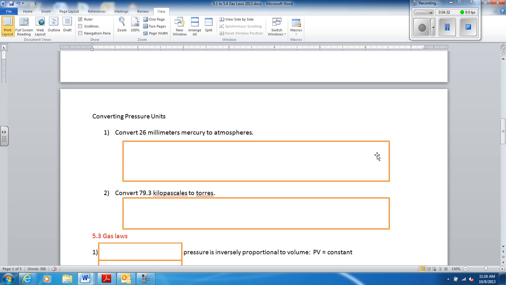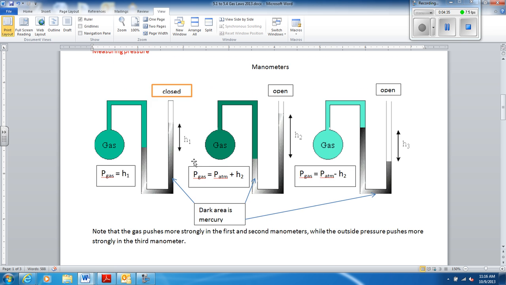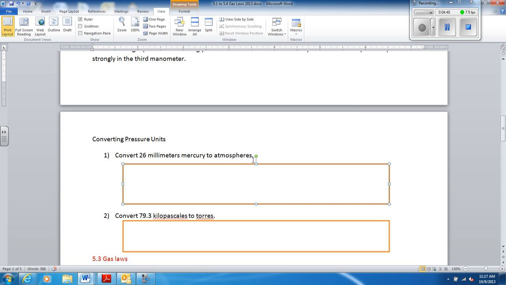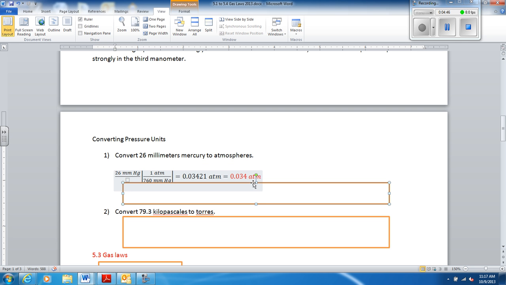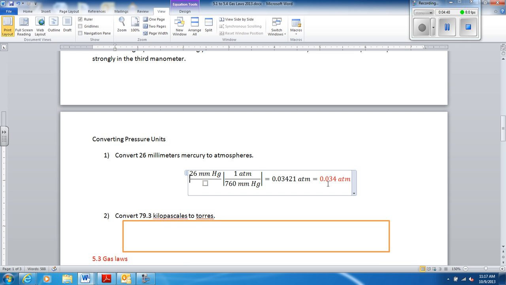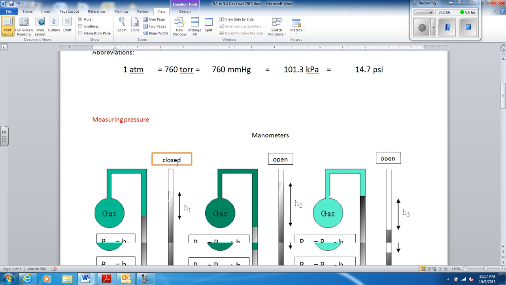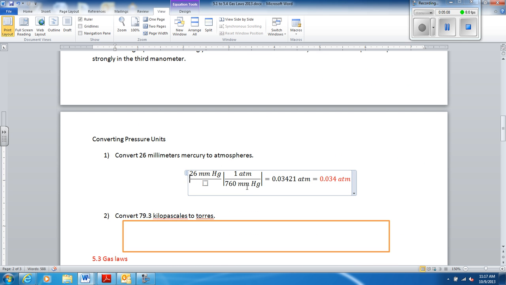Okay. So let's do some practice just converting the pressure units. We're going to use these conversion factors up here. We want to convert millimeters of mercury to atmospheres. Okay. So 26 millimeters of mercury, we had the conversion up here. That's 760 millimeters of mercury equals 1 atmosphere. We can convert between any of these two. We don't have to convert from millimeters mercury to torr to atmosphere. Students sometimes make that mistake and spend too much time on the problems. We go straight from millimeters mercury to atmospheres.